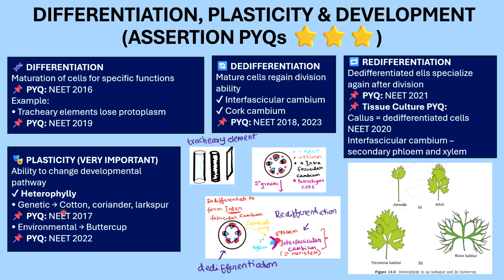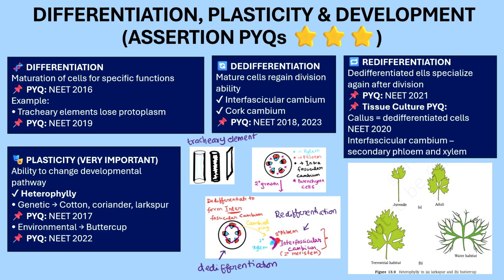Example of developmental or genetic heterophylly is cotton, coriander, larkspur, CCL. Okay, very, very important. Then we have environmental heterophylly. What is that? It means with respect to the environment, the plant will have different types of phenotypic structures. Example of it is buttercup. In the water, you have thinly sliced segmental leaves, and in the terrestrial leaves, it is broad in nature.